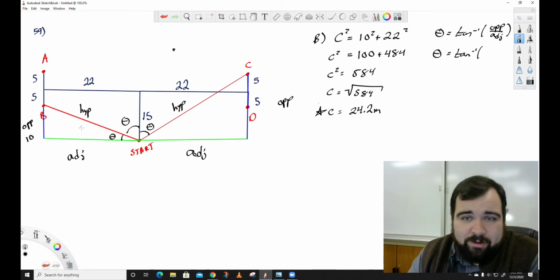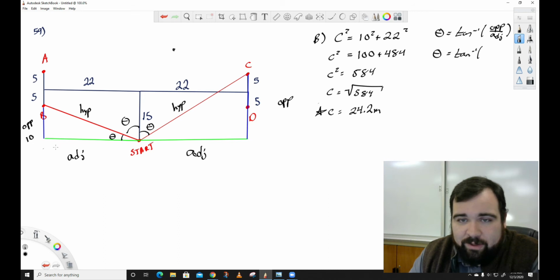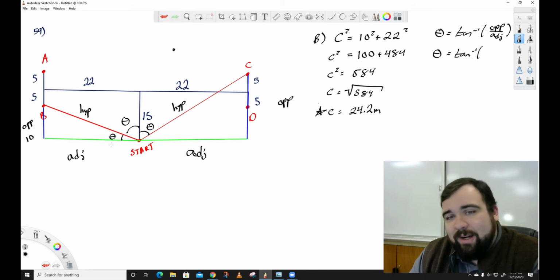Or we could also draw our triangle the other way. If we had to shift this green line up and drew our triangle upside down here, the opposite side now would be our 22 and our adjacent side would be 10. So we can either just flip these and do inverse tangent to go straight to this angle, or we can do inverse tan with them in our normal setup and then subtract that value from 90 in order to get that angle. Either way is viable.